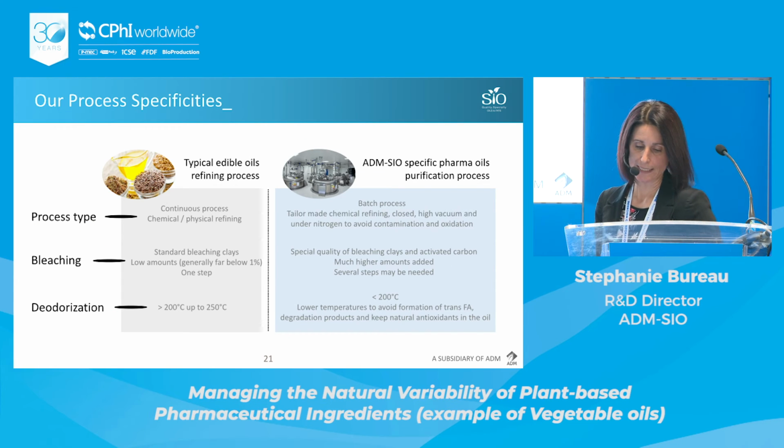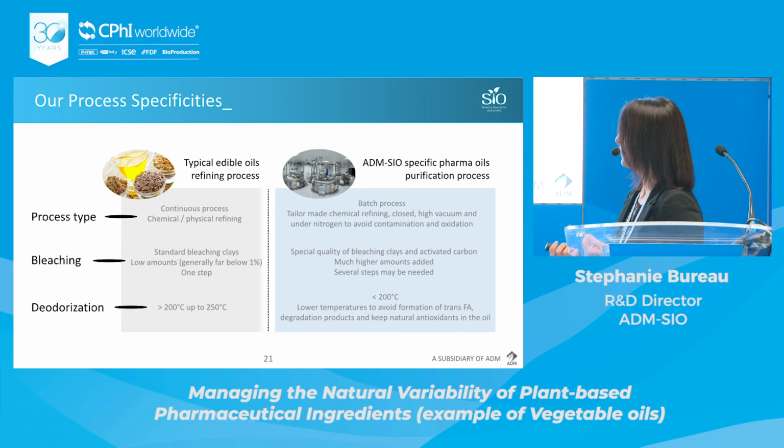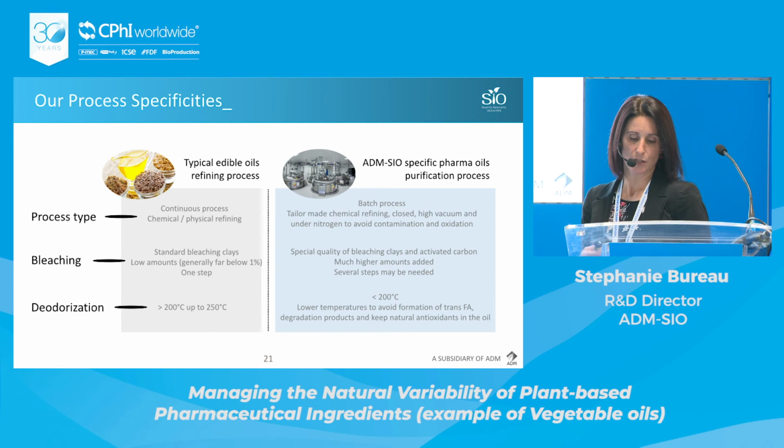Once the oil is degummed, it can be neutralized. So this neutralization step aims at removing free fatty acids and traces of phospholipid that are left from the degumming step. But this step also allows to decompose some pigments, like chlorophyll, that will be then more easily removed during the bleaching step.